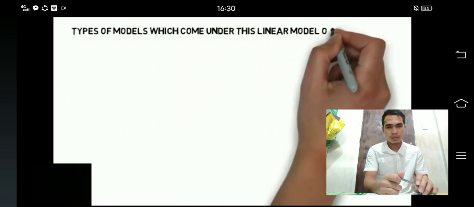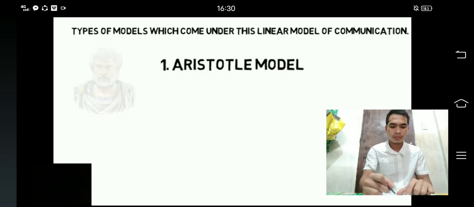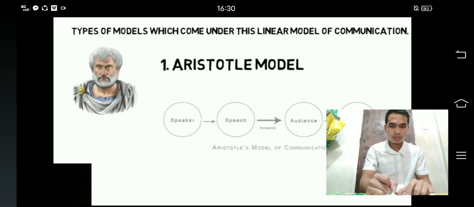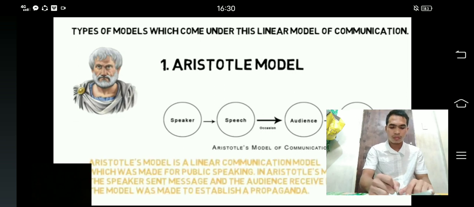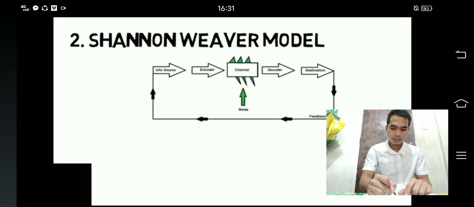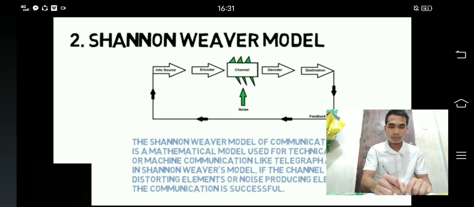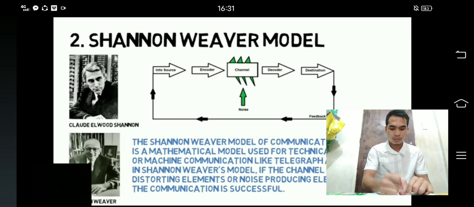There are many types of models which come under this linear model of communication. They are the Aristotle model. Aristotle's model is a linear communication model which was made for public speaking. In Aristotle's model, the speaker sent the message and the audience received it. The model was made to establish propaganda. Shannon-Weaver model: the Shannon-Weaver model of communication is a mathematical model used for technical communication or machine communication, like telegraph or telephone. In Shannon-Weaver's model, if the channel does not have distorting elements or noise-producing elements, the communication is successful.